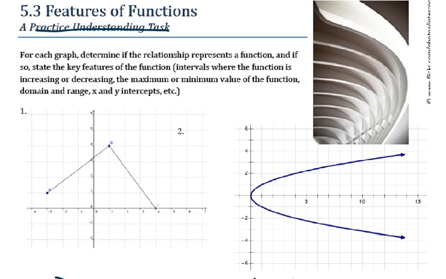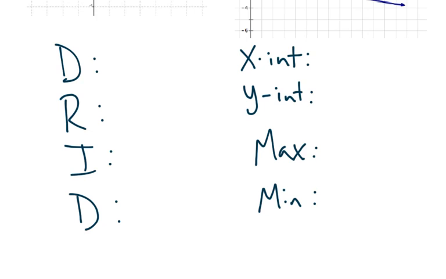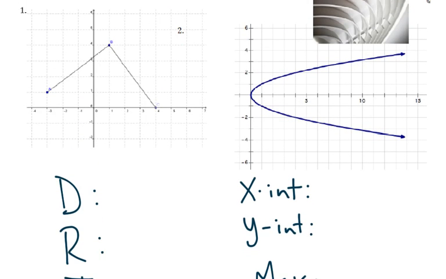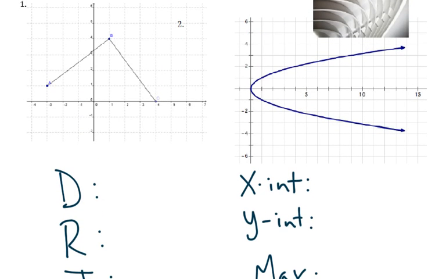And those key features we're talking about are the domain, the range, so the x values, the y values, increasing, decreasing, the x-intercept, y-intercept, the maximum value, and the minimum value. That's what we're looking for here. So, question number 1. Domain.